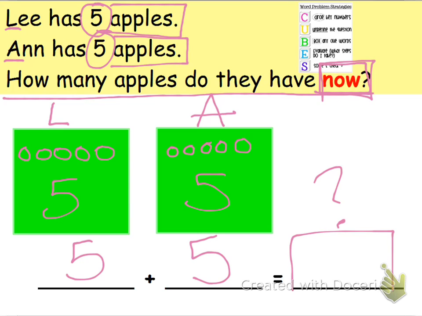Well, let's just count them all together. 1, 2, 3, 4, 5, 6, 7, 8, 9, 10. So we know that 5 plus 5 equals 10.